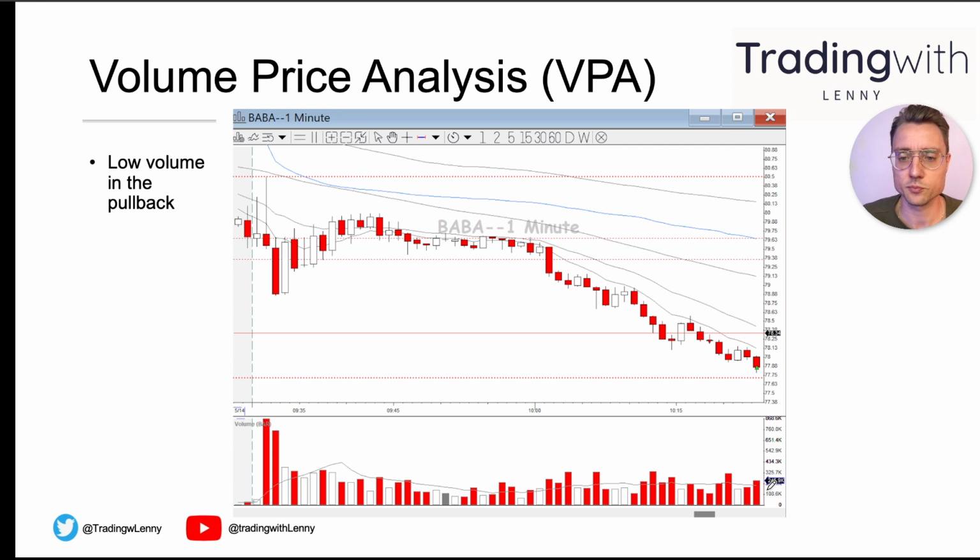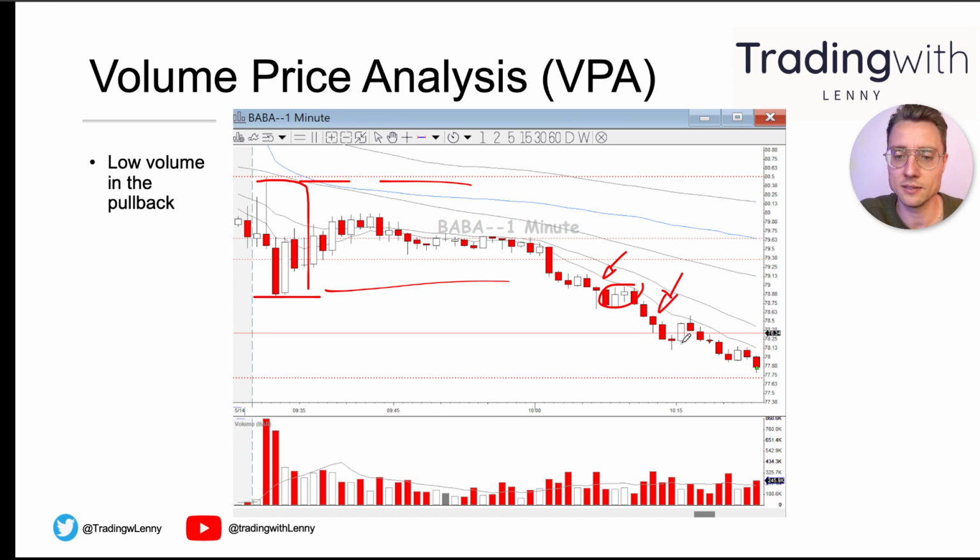Let's continue. Here's BABA, a little bit later in the day, 10:15, so 45 minutes in. I took it here short and took a little profit. What do we see? If you structure the price action, we see a 5-minute opening range. Price action stays all the time in the 5-minute opening range, and here finally we catch the trend. We see a first move down, a pullback, a second move down, and again the pullback.